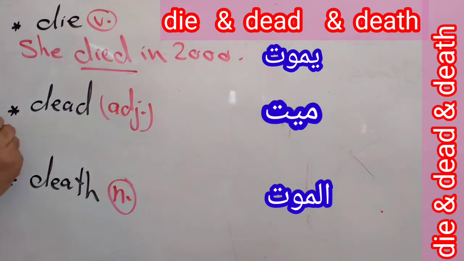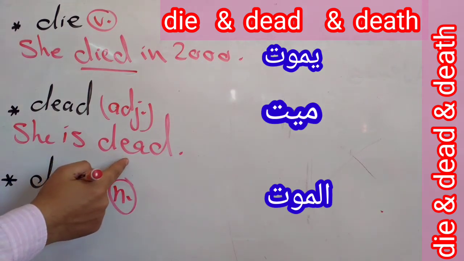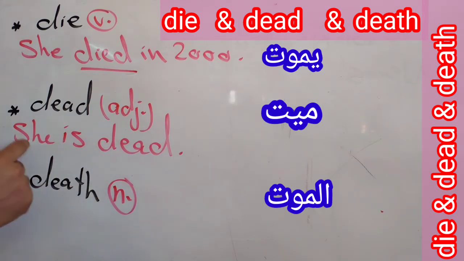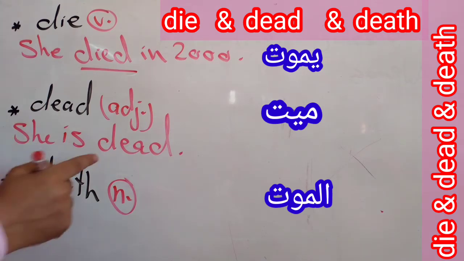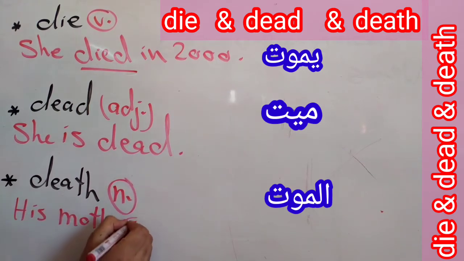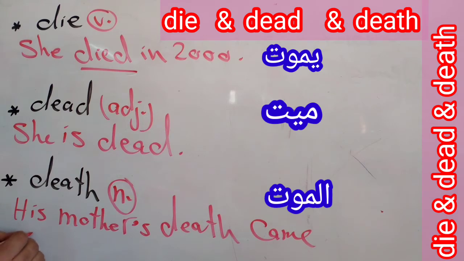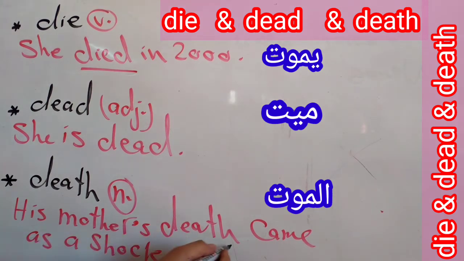Dead is an adjective. For example, she or he is dead. Here we use the word dead after is. We can say she's dead, he is dead, they are dead. So we can use the adjective after verb to be in the present or in the past. Was or were, and is, are. Whereas the word death is a noun. For example, his mother's death came as a shock. Here we use the word death as a noun. Again, die is a verb, dead is an adjective, death is a noun.